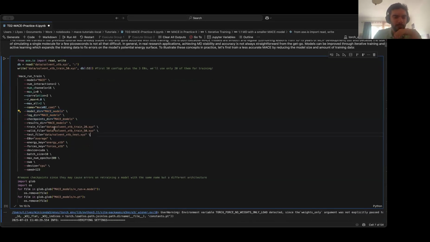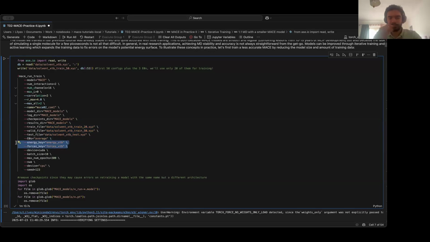That's the place where you need to point to your databases. So MACE has a few ways to load data, but I think the easiest one is the XYZ files of ASE. So you have the training, the validation, and the test set. The E0s here is average, or you can put the true zeros of your DFT.